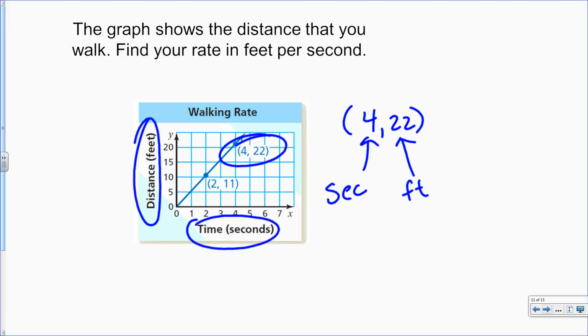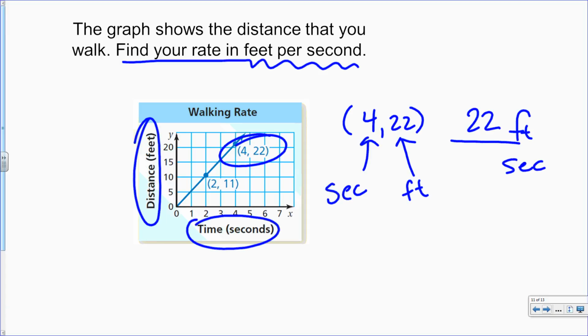So let's read our instructions. Find your rate in feet per second. Feet was mentioned first, so feet goes on top. So that's my 22. And then my second goes on the bottom, which is 4. So 22 divided by 4 gives you 5.5 feet per second.